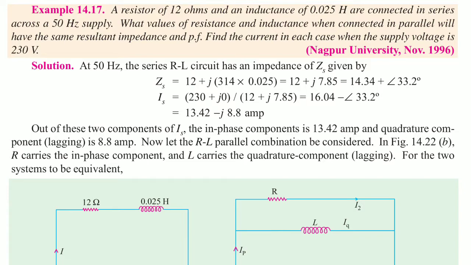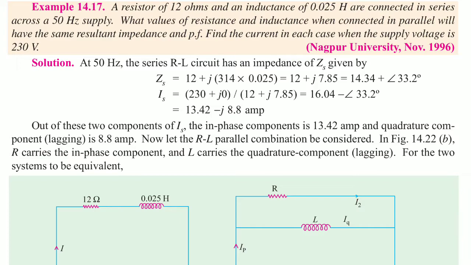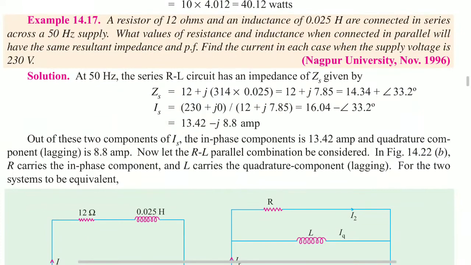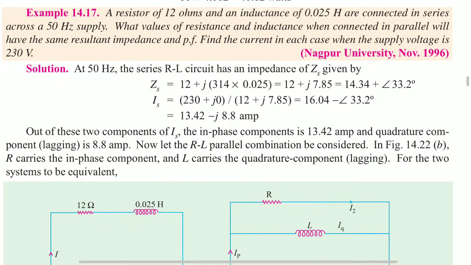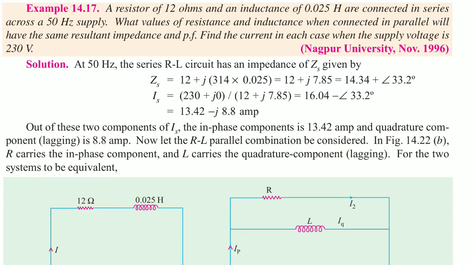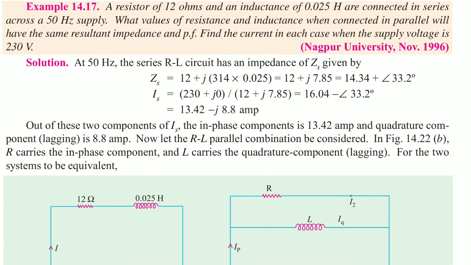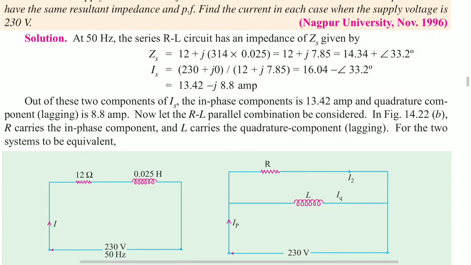That is the impedance. Now the current Is is voltage divided by impedance. So Is is equal to 230 plus j0 divided by 12 plus j7.85, that is equal to 16.04 angle minus 33.2 degrees, or 13.42 minus j8.8 amps, which is the current.